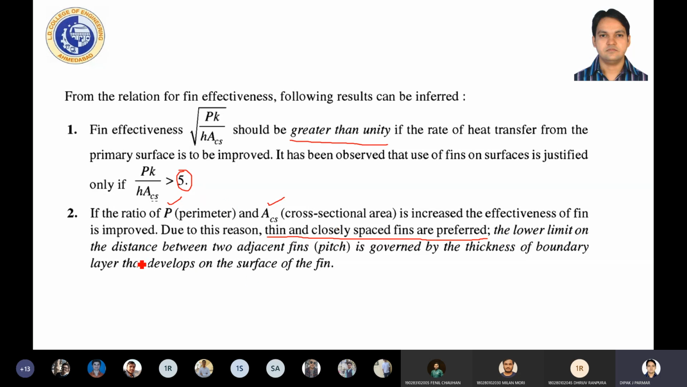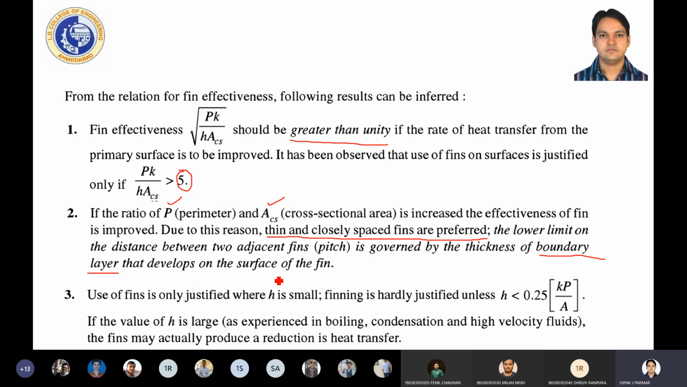The lower limit on the distance between two adjacent fins, means pitch, is governed by the thickness of the boundary layer that develops on the surface of the fins. The boundary layer theory we have not discussed till now, but in the convection chapter we will discuss boundary layer thickness. Maybe in fluid mechanics you have gone through some basic idea about boundary layer thickness, but we will discuss it in convection.